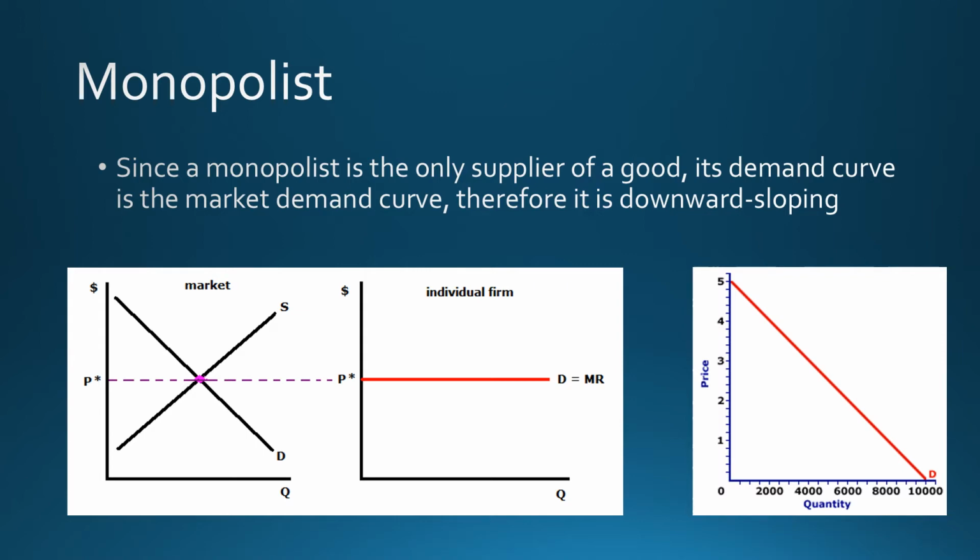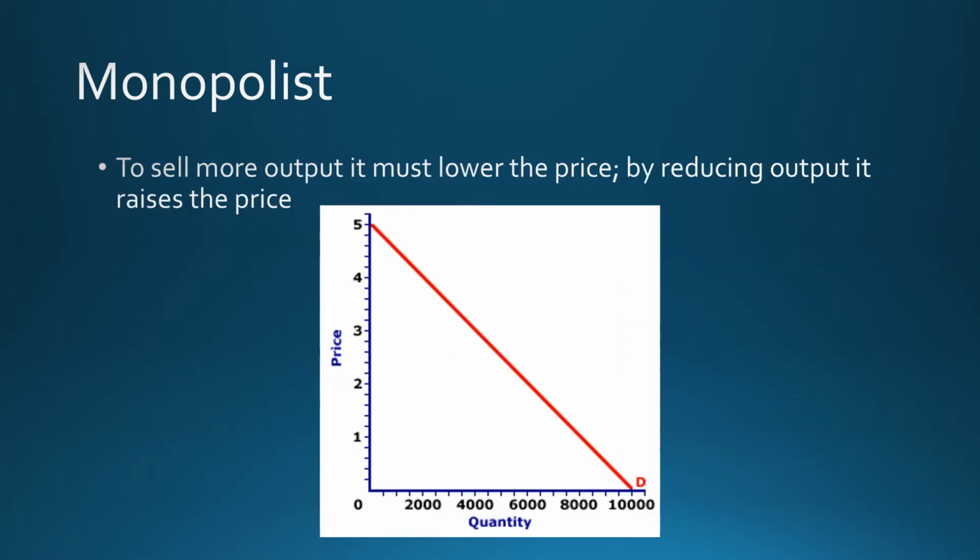The demand curve for the monopolist on the right-hand side, however, is simply the market demand curve, so it is downward sloping, and that will have some serious impacts on their decisions. For the monopolist to sell more output, they must lower their price. If they want to go from selling a quantity of 2,000 to 4,000, they have to drop their price from around $4 to $3 in this example. If they do the opposite and reduce output, they can raise their price.